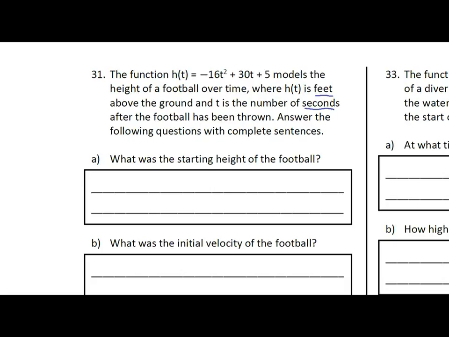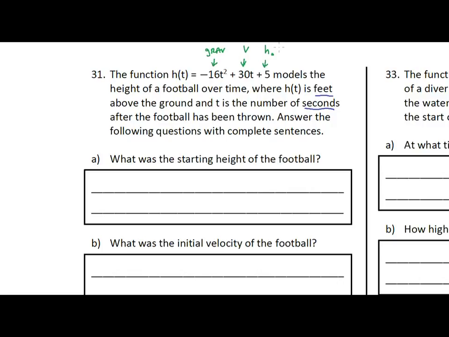What was the starting height of the football? Let's look at letter B too. What was the initial velocity? Well, class, we learned this already. When you have a quadratic equation in standard form, we know that this is telling us about the effects of gravity, which doesn't affect the height of the football when it starts or the initial velocity. The 30 is the initial velocity. The 5 is the initial height. We called that h sub 0.